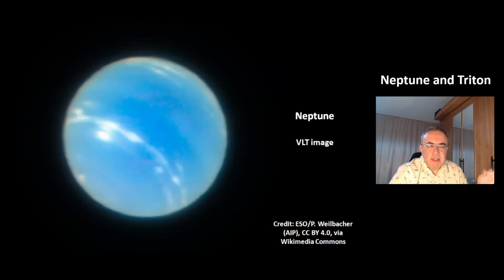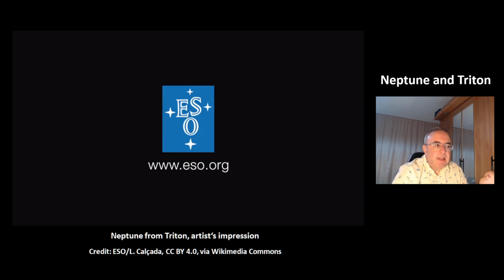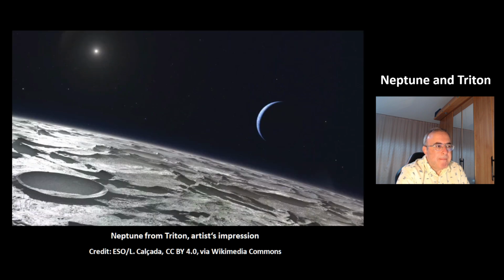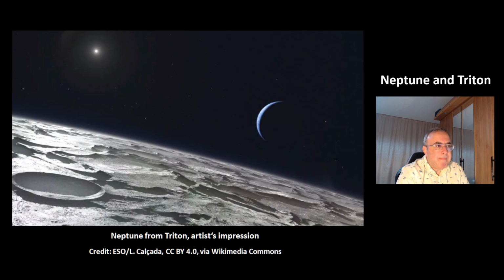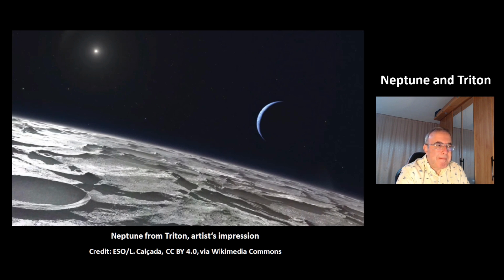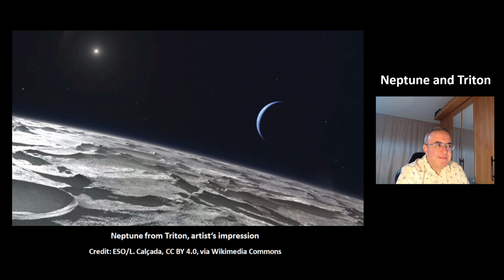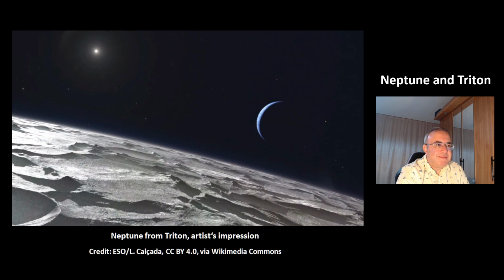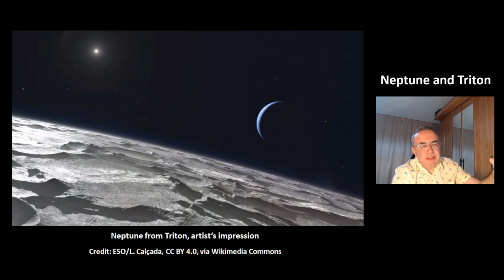This is a very large telescope image of the planet Neptune. And this is a nice animation of planet Neptune as seen from its moon Triton. In the background, you can see the sun.